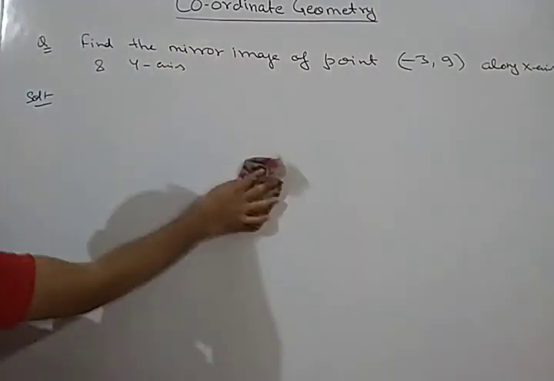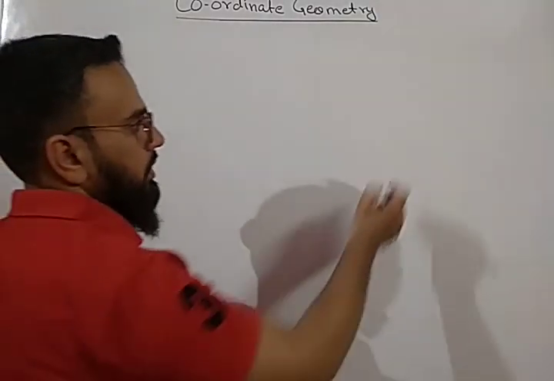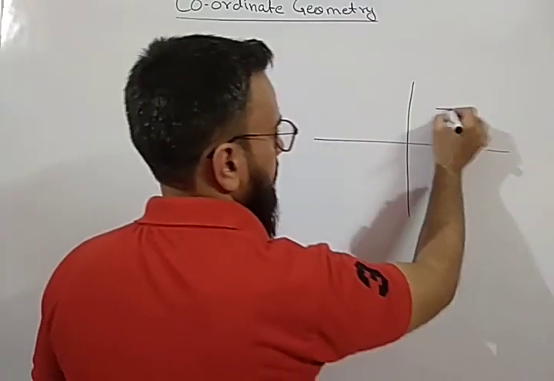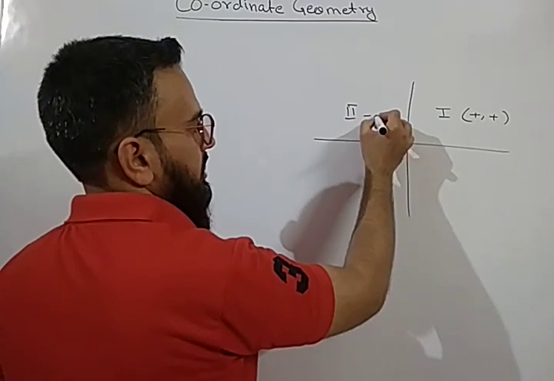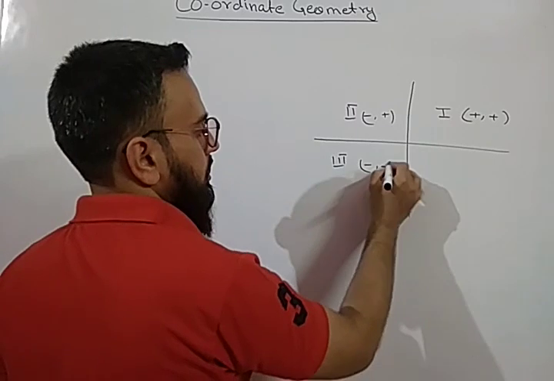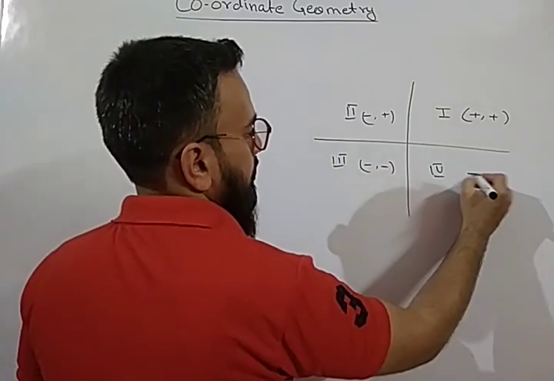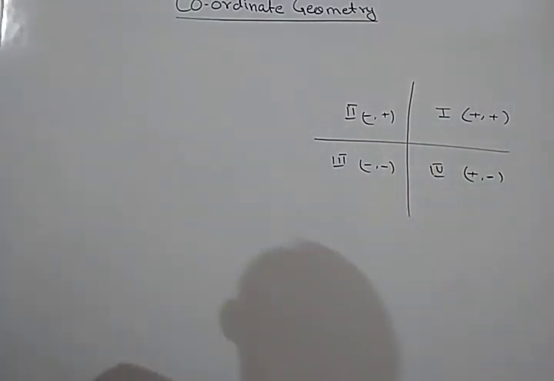So in this way you can solve the question on the basis of mirror image. Now let us solve a question based on quadrant. Yesterday in the last video we discussed quadrants. This is our first quadrant in which both the signs are positive. This is the second quadrant, it is minus and plus. Then in the third quadrant it is minus and minus, and in the fourth quadrant it is plus and minus. So let us solve a question. If we are given some points, we have to find in which quadrant each point will lie.